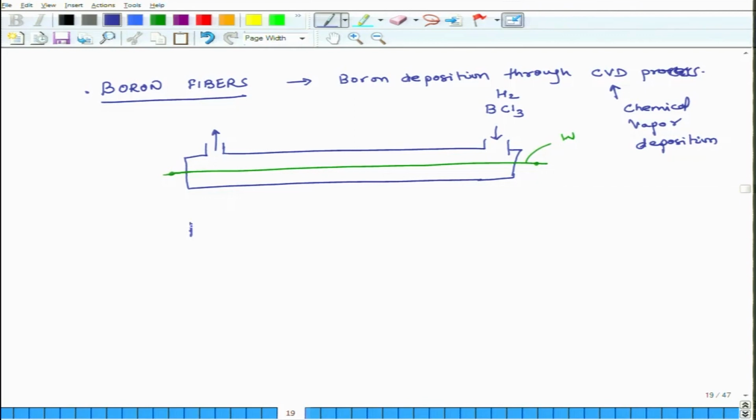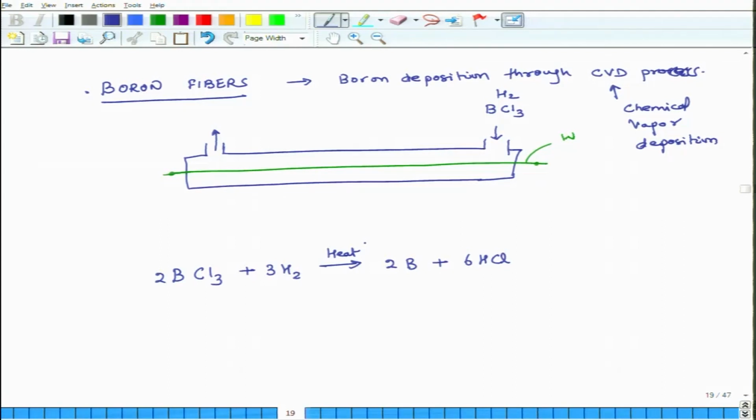So, what is the chemical reaction? Boron, actually I will write it a little lower, boron chloride. So, 2 molecules of boron chloride plus 3 molecules of hydrogen gives you boron, 2 boron plus 6 molecules of hydrogen chloride, okay. But here you have to apply heat.